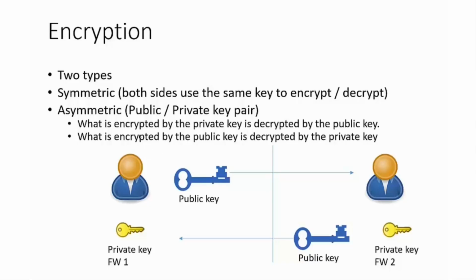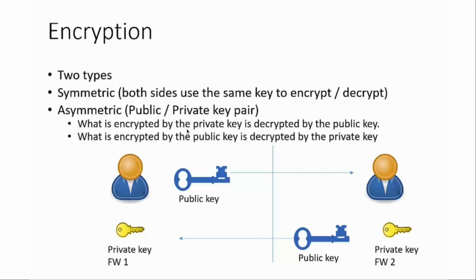Encryption is the scrambling of a message in a way that if anybody stumbles on that message they would not be able to read it. That's the main concept of encryption. There are two types of encryption: symmetric encryption and asymmetric encryption. In symmetric encryption, both sides use the same key to encrypt and decrypt.